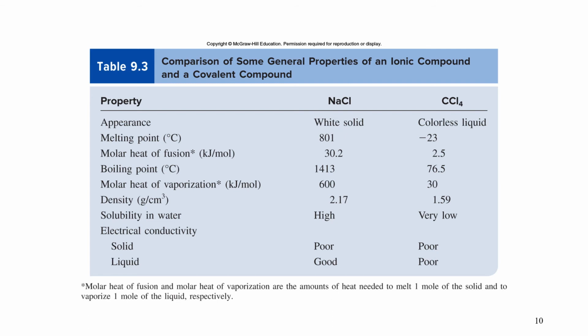Also look at solubility. Sodium chloride is very soluble in water, and carbon tetrachloride is not, and we will specifically address why that is after we talk about the polarity of molecules. So with respect to the properties of ionic compounds versus covalent compounds, it's highly dependent upon the strength of that electrostatic interaction. So the ionic bond is much stronger than a covalent bond.